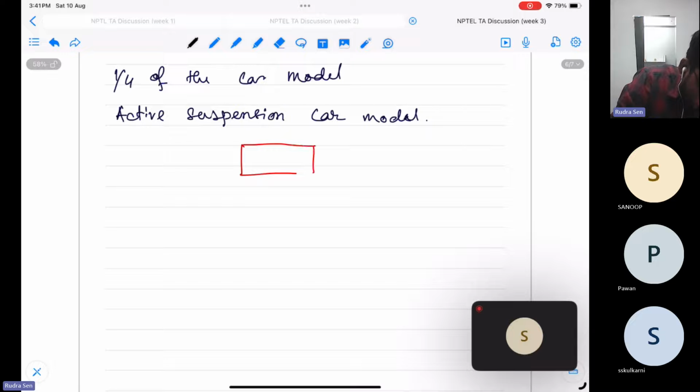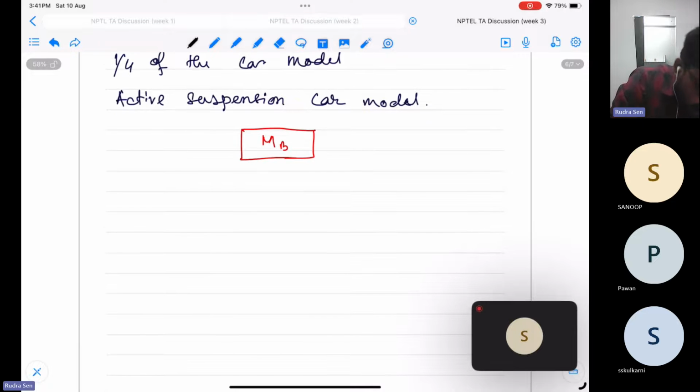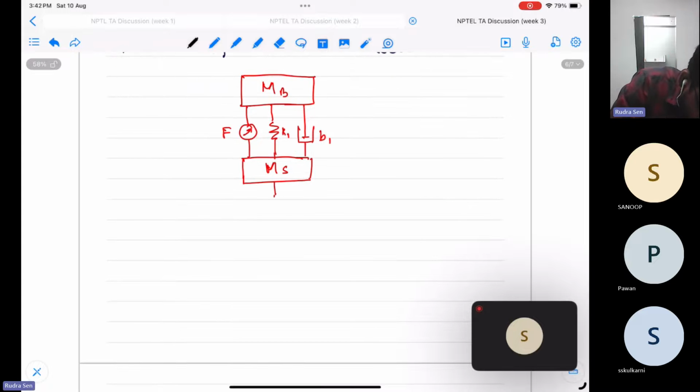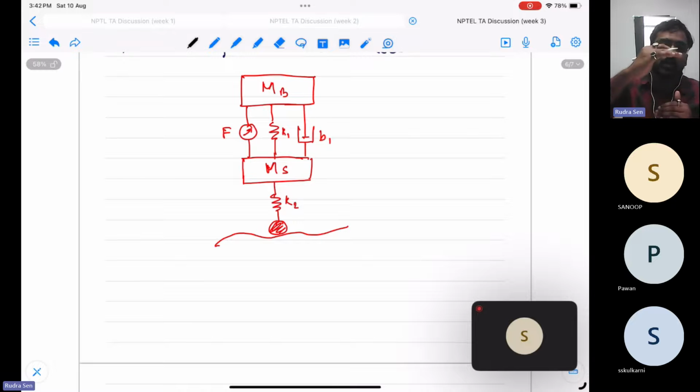Let's say this is the mass of the body, and this is the mass of the suspension. There is a hydraulic actuator attached over here, and because of this hydraulic actuator, this is called active suspension. There is another spring, let's say K1, a dashpot, let's say B1, and another spring attached to the suspension called K2, and this is the road. This is basically the representation of one wheel, and there is a mass attached to that wheel.